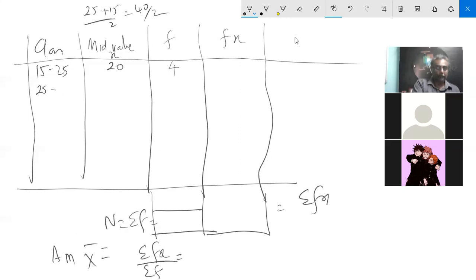25 to 35, frequency is 11. Okay. 35 to 45, frequency is 19. 45 to 55, frequency is 14. 55 to 65, frequency is 0. F of x also 0. And 65 to 75, frequency is 2. Okay. Now find mid value.